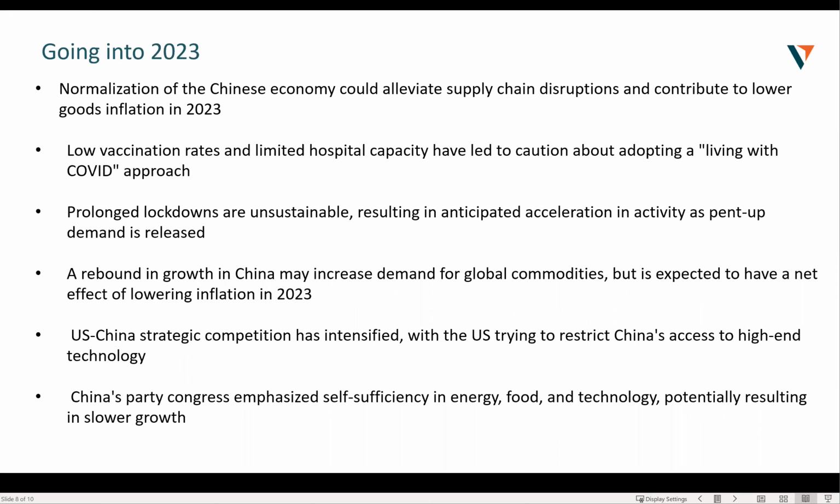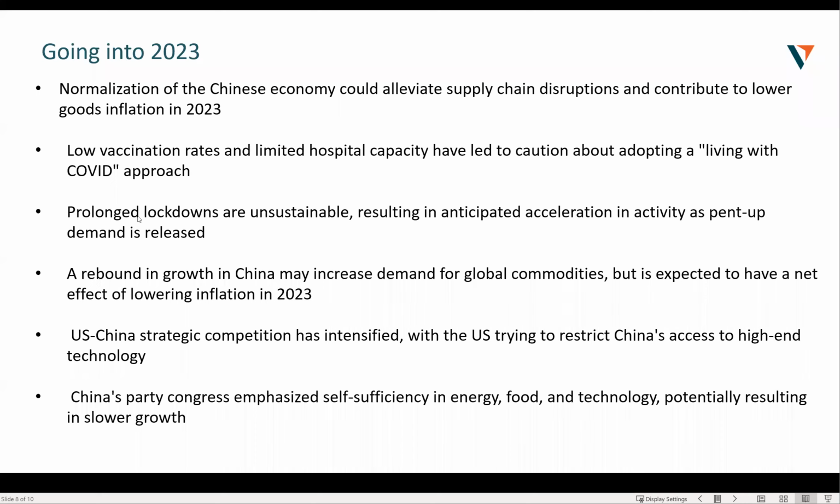There's also the low vaccination rates, right? A big part of the reason why the government has been uptight about restrictions and just handling the pandemic in general in the Chinese economy as compared to other countries is that there's an aging population with low vaccination rates. And on top of this, the hospital capacity is also limited, right? So all of these factors have led to a very cautious approach, right, when dealing with COVID.